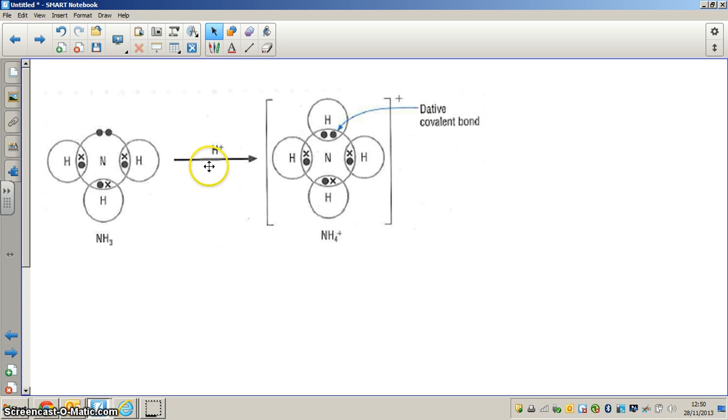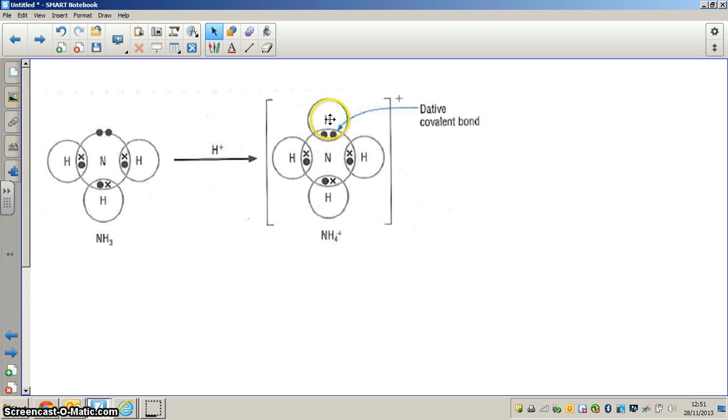Now if we add a hydrogen ion to this, what we get is this molecule. And this molecule is an ammonium ion. And you can see that these two electrons are actually from the nitrogen atom. In other words, the hydrogen is not contributing any of the electrons to that shared pair. It's effectively sharing a pair of electrons which are given to it from the nitrogen atom.